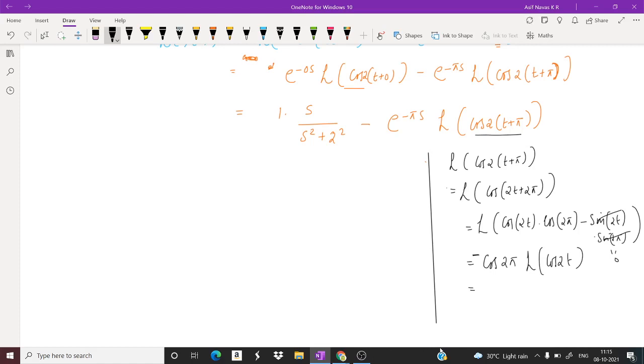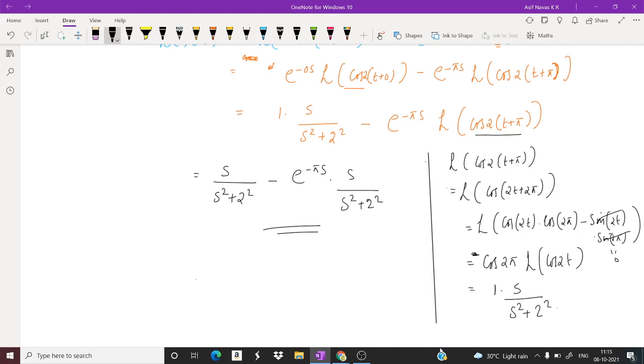Cos 2 pi is 1, right? Okay, so s by s square plus 2 square. So this answer is s by s square plus 2 square minus e raised to minus pi s into s by s square plus 2 square. So this is the Laplace transform of this function cos 2t on this interval.